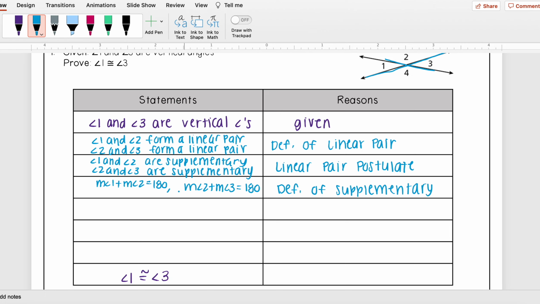So I somehow want to get rid of this measure of angle 2, this 180, to get that angle 1 is congruent to angle 3. So how can I relate these two equations? Well, I see that measure of angle 1 plus measure of angle 2 is equal to 180, and that angle 2 and angle 3 is equal to 180. Since they're both equal to 180, that means that they're both equal to one another. So I can then say that measure of angle 1 plus measure of angle 2 is equal to measure of angle 2 plus measure of angle 3. And what I did there was my transitive property. So I'm just going to write transitive.